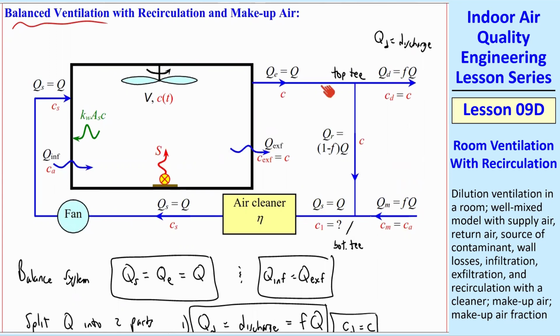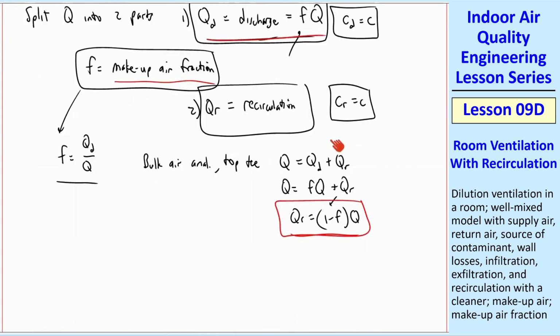QS has to equal QE. So if I'm taking out FQ there and I come around, I have to add FQ from the outside air back in order to keep QS equal to Q, and the same as QE. For the balanced case, QM equal QD also.